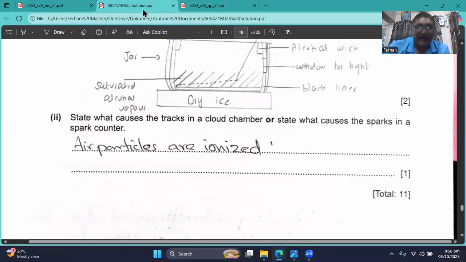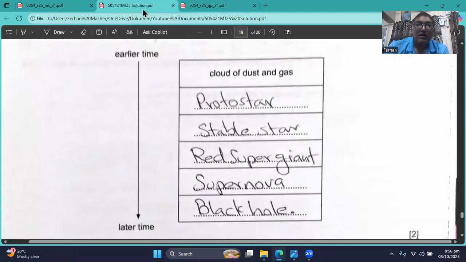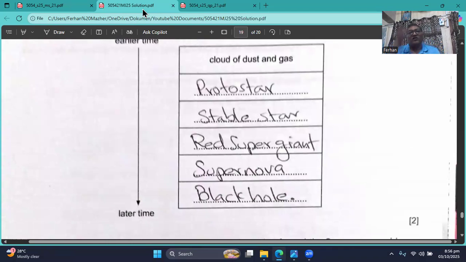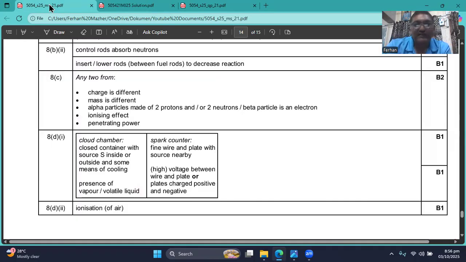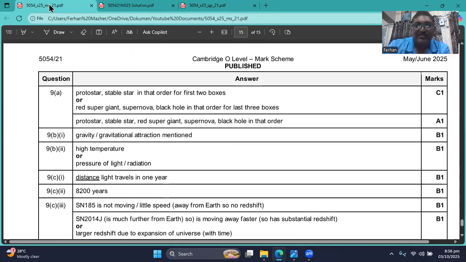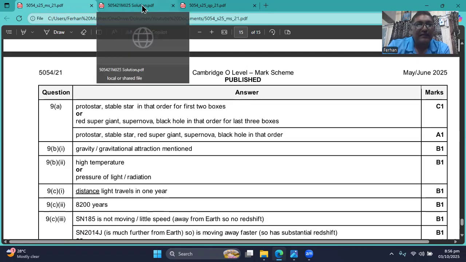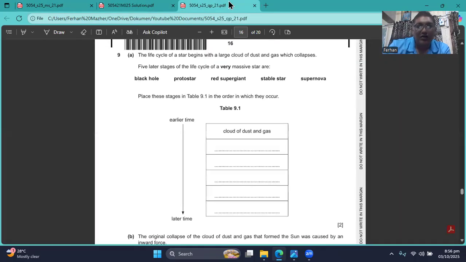Let me show you. I have done this on my paper. Here we have a cloud of dust and gas that converts into the protostar, then into the stable star, then into the red supergiant, then the supernova happens, and then a black hole is formed. Let me show you the marking scheme of question number 9, sir. So here we have question number 9, part a, and here we go.